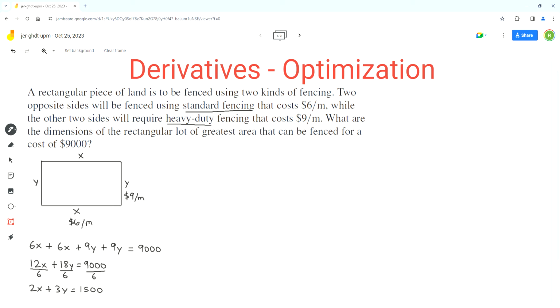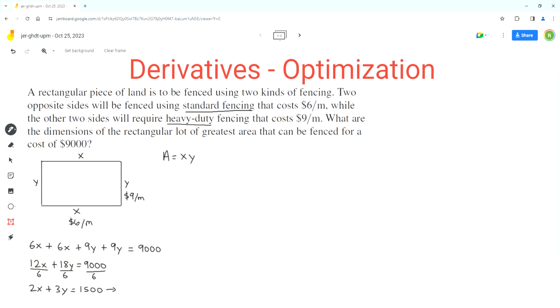Now we have to find the dimensions that can enclose the greatest area. So we have to analyze the area function for this rectangle. We know the formula for area of a rectangle is length times width, so it will be xy. This area formula has two variables, x and y. So now we'll do substitution using our cost equation. From this equation we can isolate y and then do the substitution in the area equation.